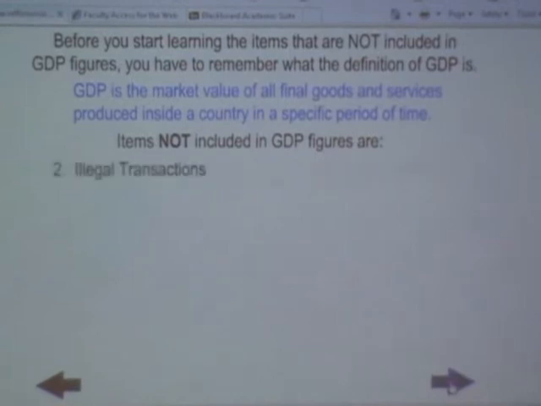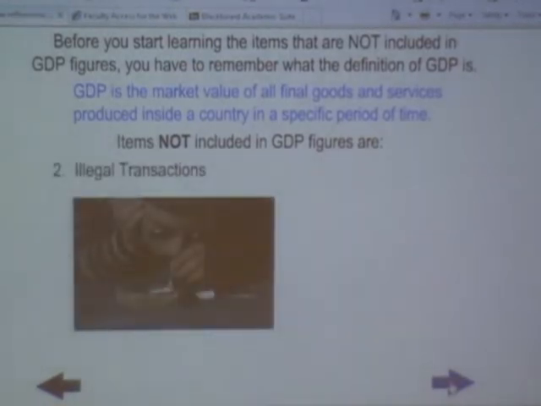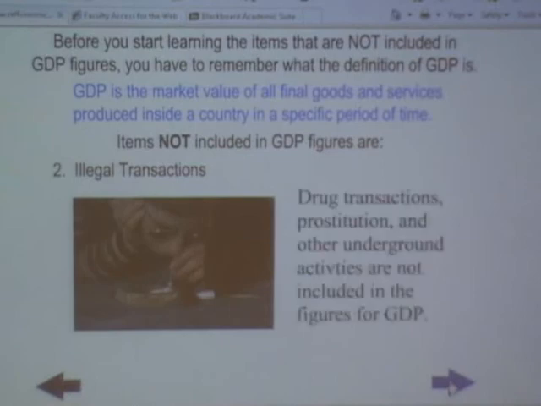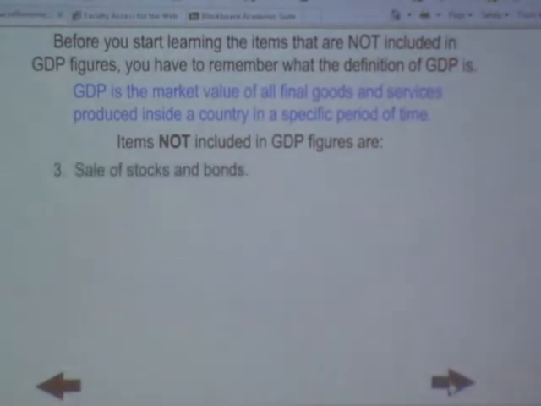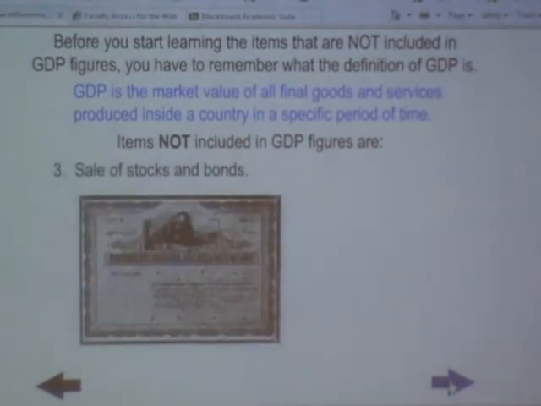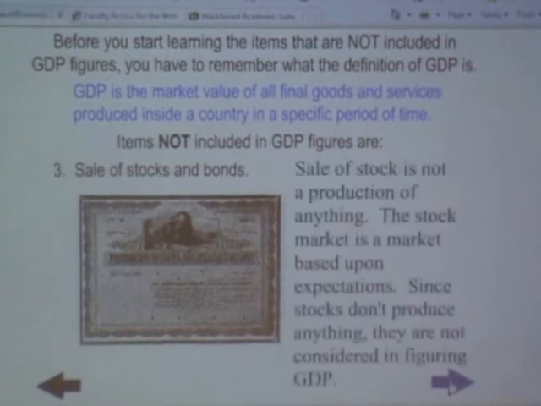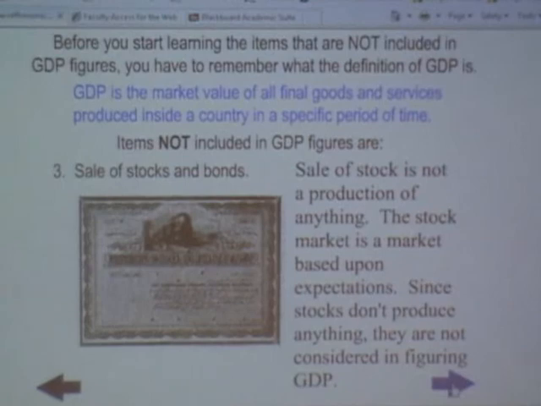Including home improvement. Illegal transactions, not counted. Drug use, prostitution, unless I guess it's legal. I think in Nevada it might be counted, but not in California. Sale of stocks and bonds, not included. That's not a good or a service, right? That's a savings vehicle if it goes up in value.